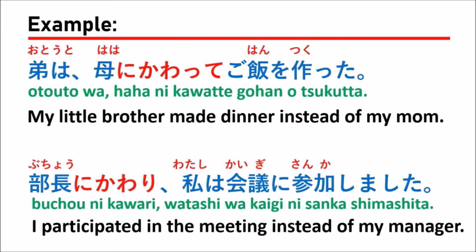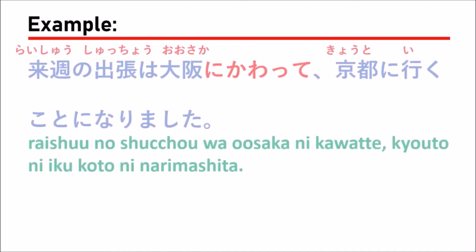And for the second sentence, they use bucho, which means manager, right? Bucho ni kawari means instead of my manager. I participate in the meeting. So actually they use it with a person, right? Haha, Chichi, Ototo, Oniisan, or Mr. Tanaka, Tanaka-san, Watanabe-san, Bucho, Kacho, Shacho, something like this. Let's see the next example.